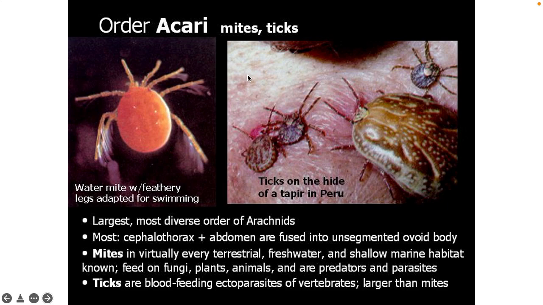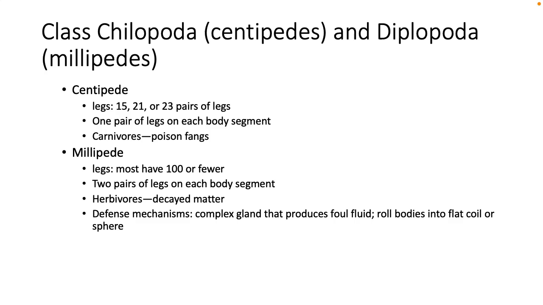Okay. Another class, the Chilopoda and the Diplopoda. Your Chilopoda are your centipedes, the Diplopoda are the millipedes. So how can you tell the difference between the two? You look at the legs. If there are fewer legs, maybe 15, 21, or 23 pairs, it's a centipede. But if they've got a ton, like 100, then it's your millipede.